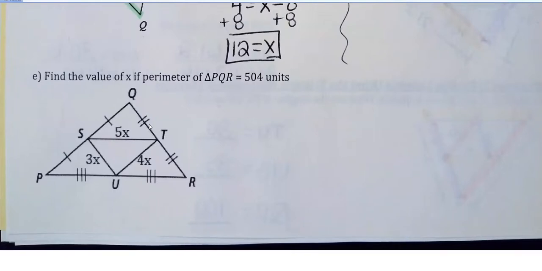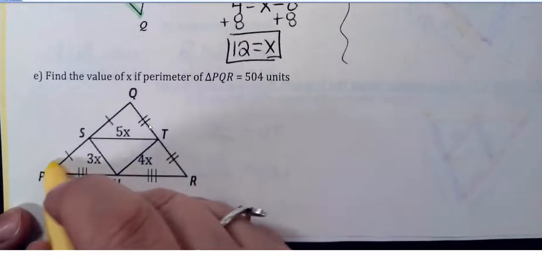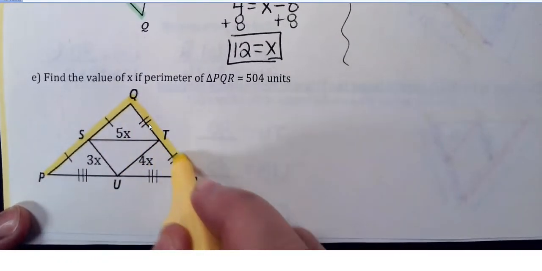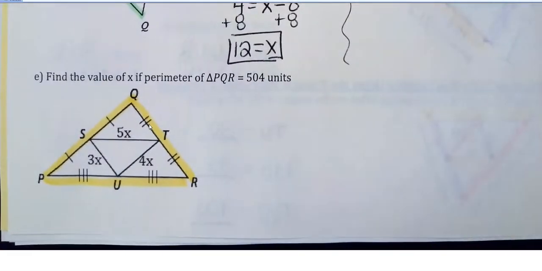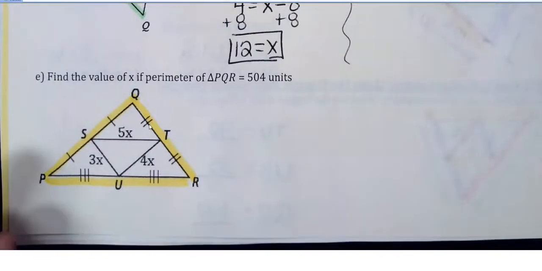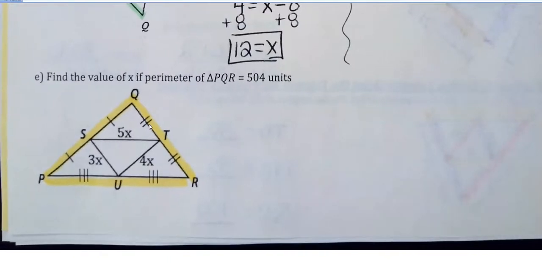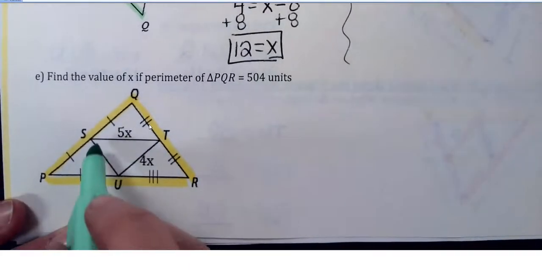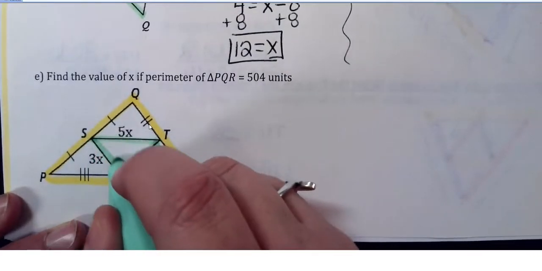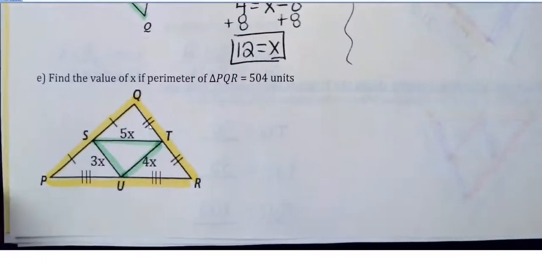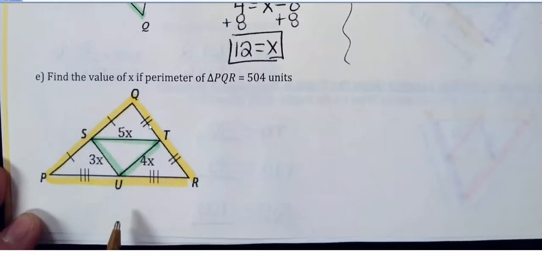This is not bad, I promise. Now it says perimeter of PQR. So PQR is the overall larger triangle. This is not the mid segments, this is the triangle. The perimeter of that is 504. Now, the question says find the value of x, but you'll notice, and I'm not highlighting things that are parallel to each other here, I'm just outlining these two triangles, that x is involved on each of these mid segments.